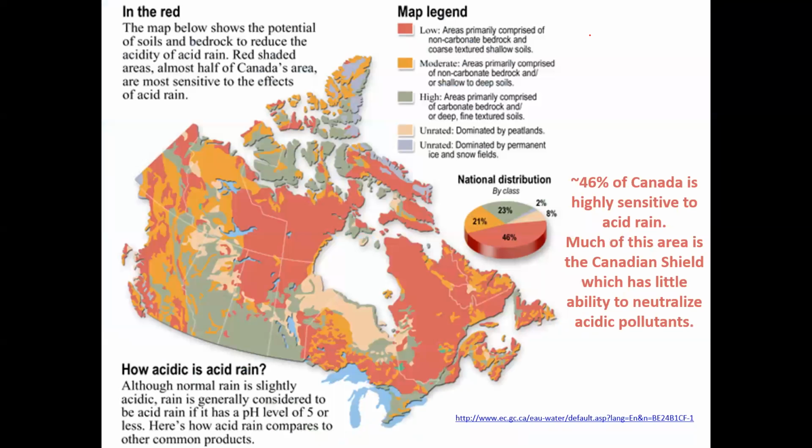Here's another diagram showing you what parts of Canada are considered to be highly sensitive parts of Canada. And you can see it's a huge part of Canada, right? Places that have carbonate bedrock, so kind of around Fort McMurray, and much of Alberta has a lot of limestone, and that will actually neutralize the acids. But many other parts of Canada don't have quite as much. So they're a lot more sensitive to the acidic pollutants.